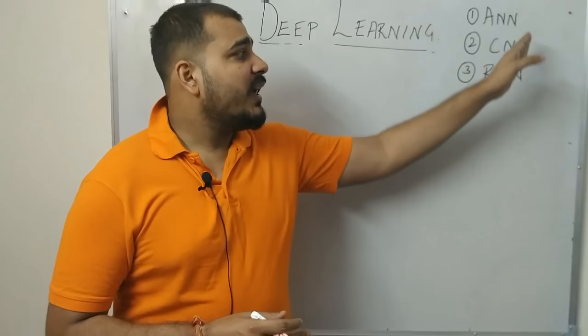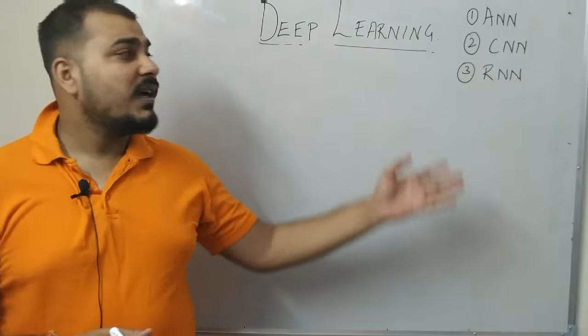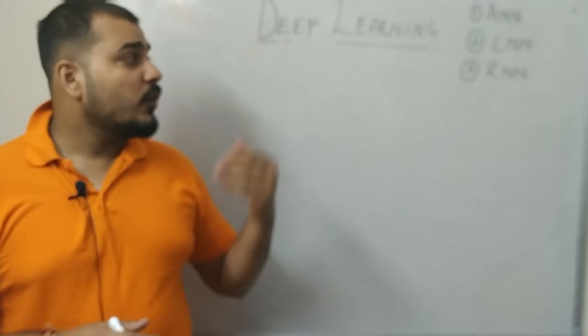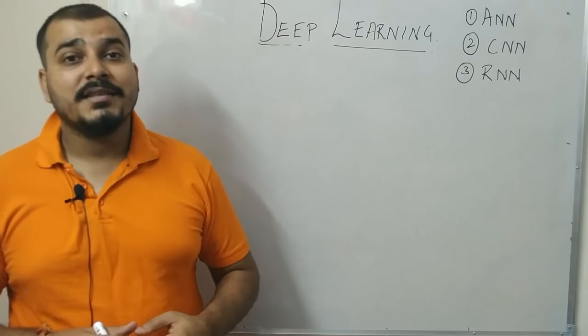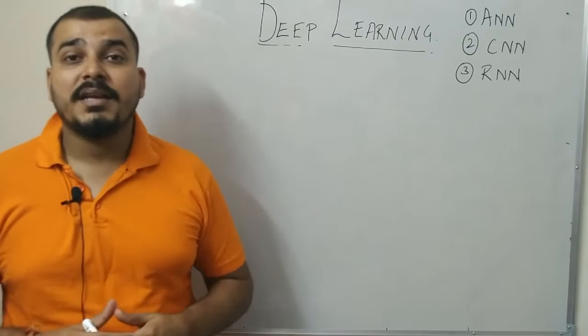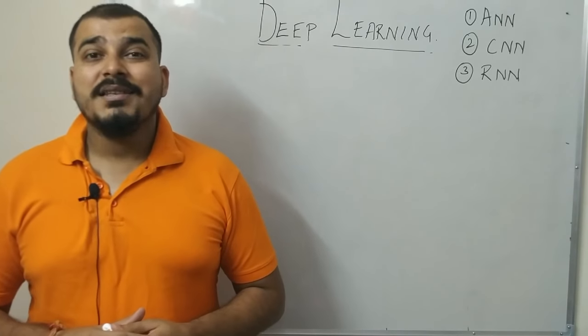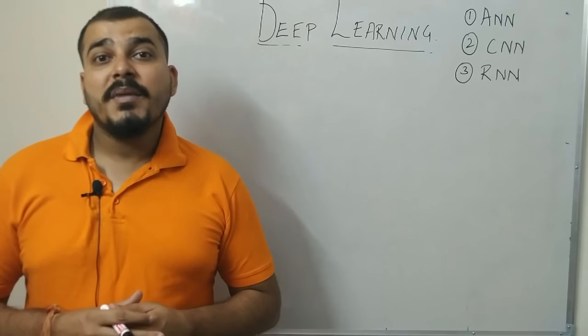So let me discuss ANN, CNN, RNN, because these are the base models first of all. Before going ahead in understanding ANN, CNN, RNN, we'll first understand what exactly is deep learning. Deep learning is a technique which mimics the human brain.